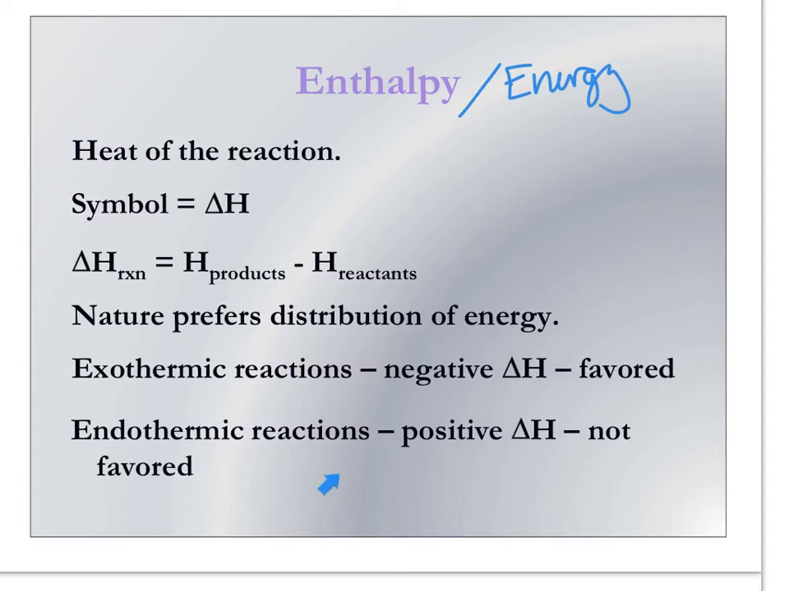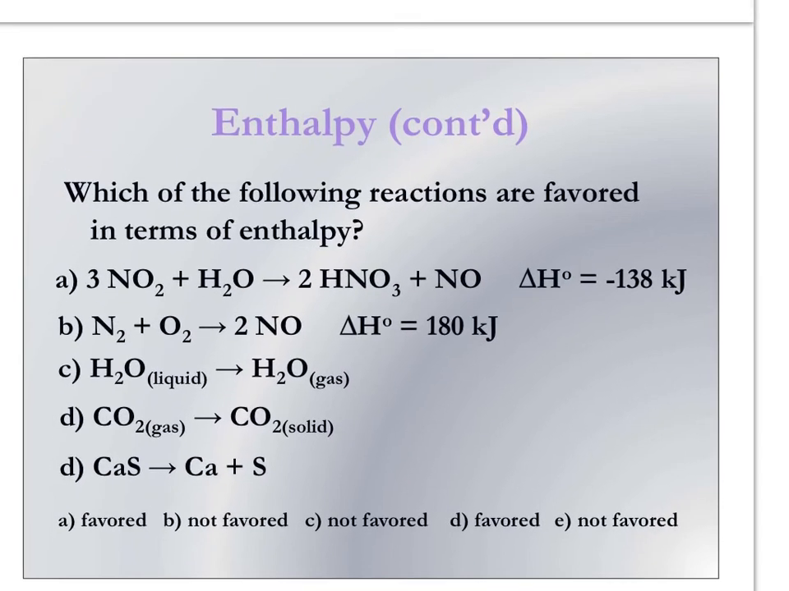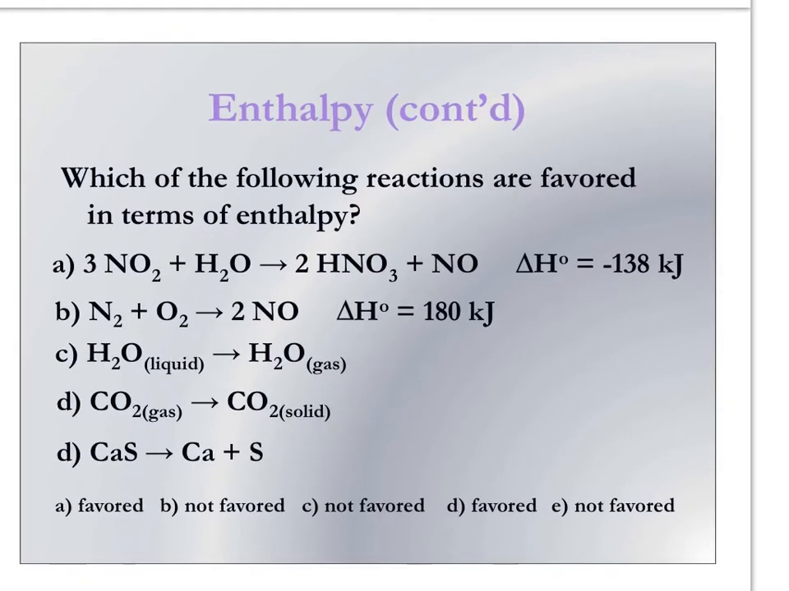So again, exothermic, delta H is negative, is favored. Endothermic, delta H is positive, is not favored. So I'm going to go ahead and write that down real quick. Just to summarize, delta H negative is favored, delta H positive not favored.